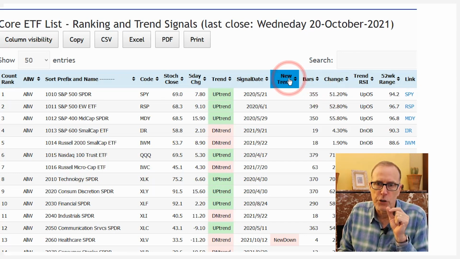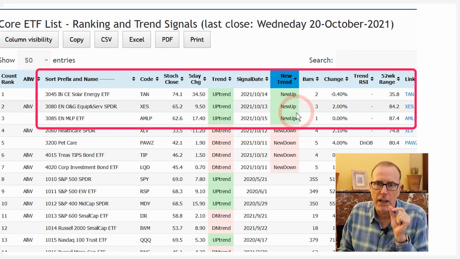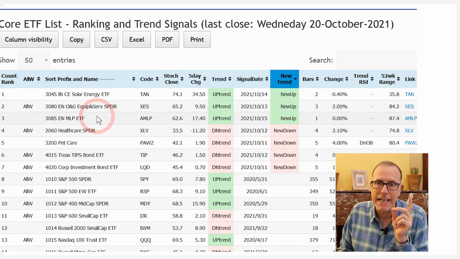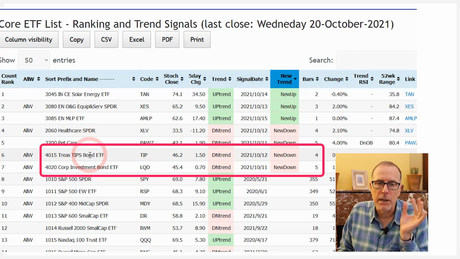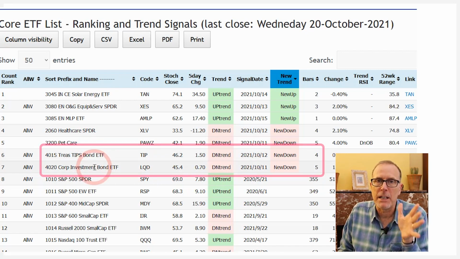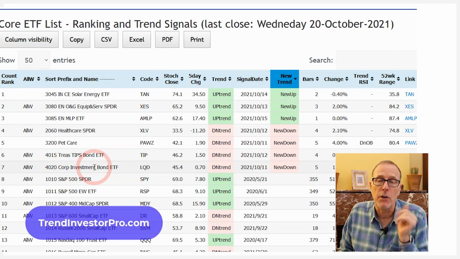And if I click this new trend column here, we can see that we've got 3 new uptrends within the last 3 days. We got solar energy, we've got oil and gas equipment services, and we got MLPs. So we're seeing some strength again in energy, and it's interesting to see solar energy perking up here with that trend signal there. Now we got some downtrends in healthcare, but importantly, I think we got bonds. TIPS is in a downtrend, TLT is in a downtrend, corporate bonds are in a downtrend. So that means money's moving into bonds, and that could mean money moving into stocks.